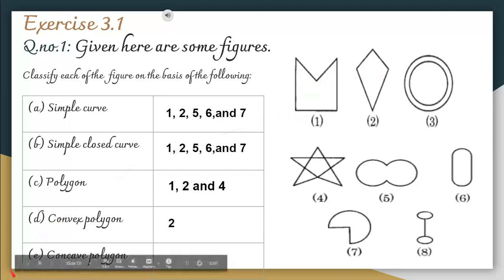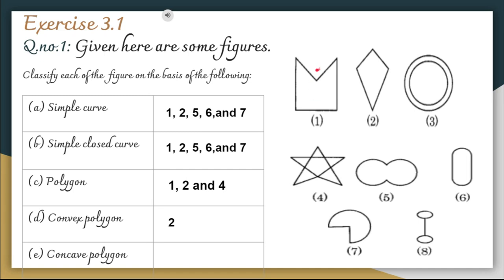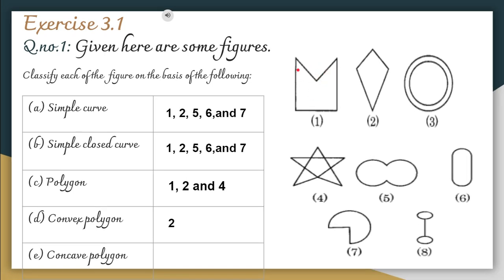Now concave polygon. What is a concave polygon? At least one interior angle should be more than 180 degrees. Isn't it? So first one, yes. Here one angle is more than 180 degrees. And it is like a cave also. We can see that is also one example, meaning it is having a cave. So it is a concave polygon.